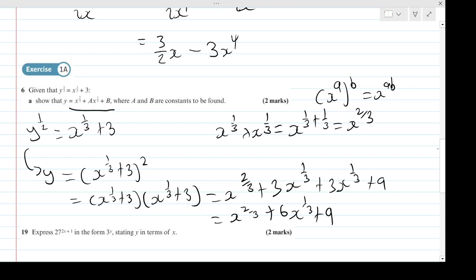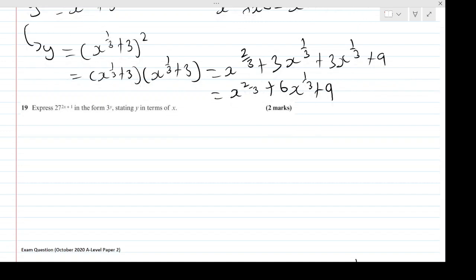And notice this is in this form now: x to the 2/3 plus a, where a would be 6x to the third, plus b, which is our plus 9. So b would be 9. Cool. Hopefully you should start to get comfortable or used to that sort of problem solving style, which should be in the A level.